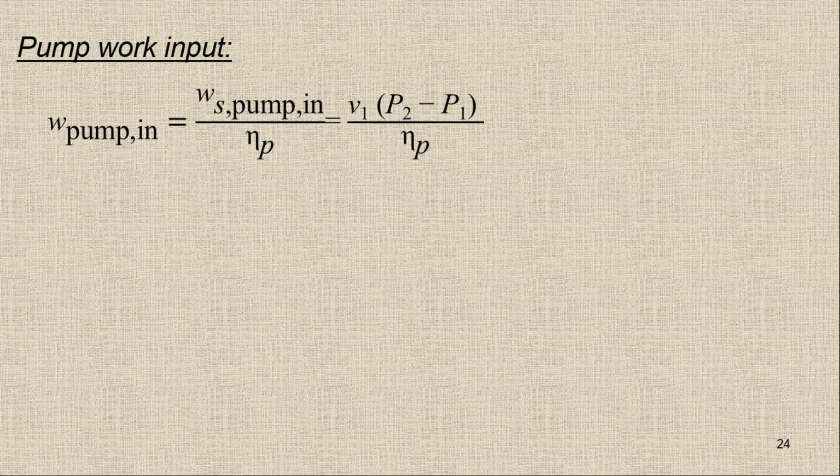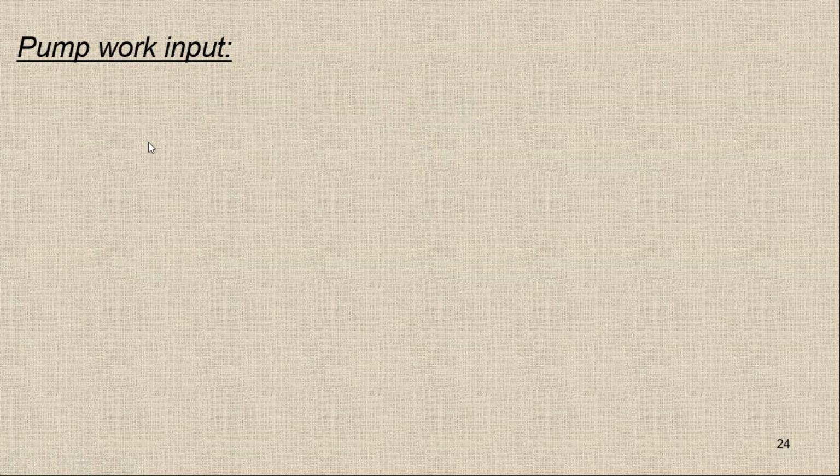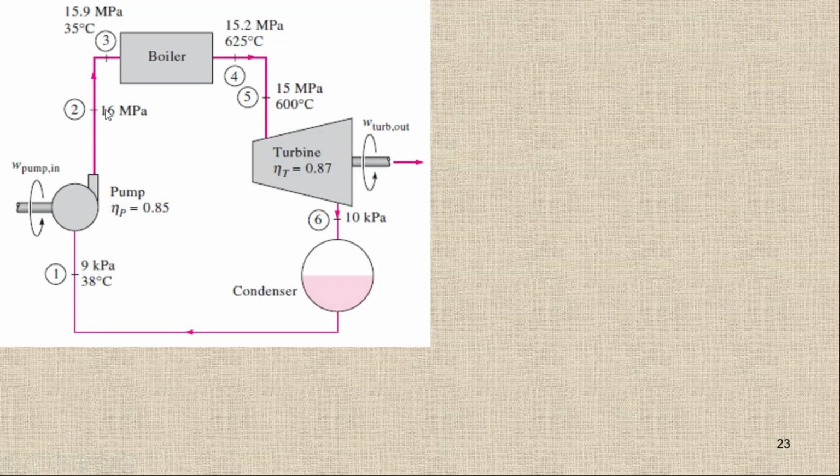So as we know, this is the pump. For the pump, this is P2, the outside of the pump, which is 16 megapascal, and we have 9 kilopascal. So we know P2 and P1 for the pump, but what about the V1? Here we have the pressure and temperature given.